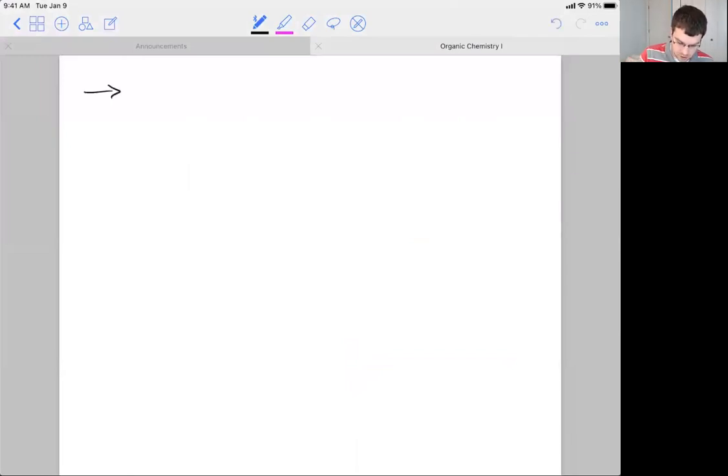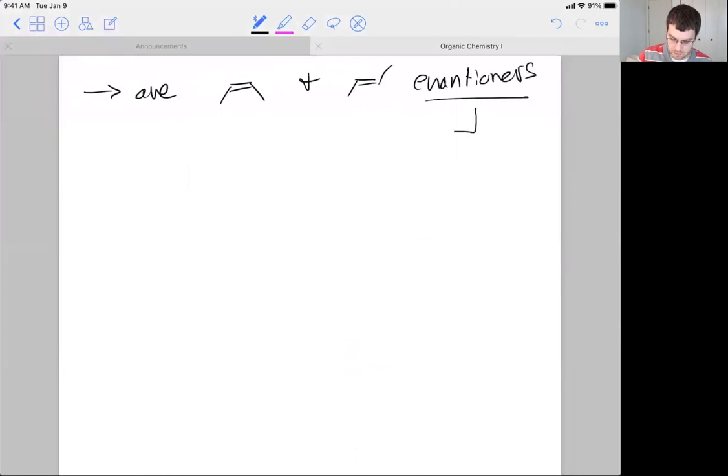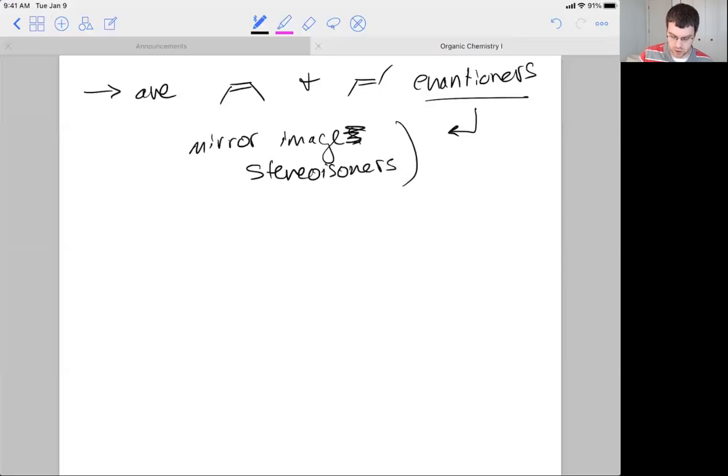First of all, are these two enantiomers? Enantiomers, if you recall, are mirror image stereoisomers. So are those two mirror images of each other that are not superimposable? Definitely not. You can't draw a mirror plane to show that those two structures are mirror images of each other. No way. As a result, they are diastereomers.